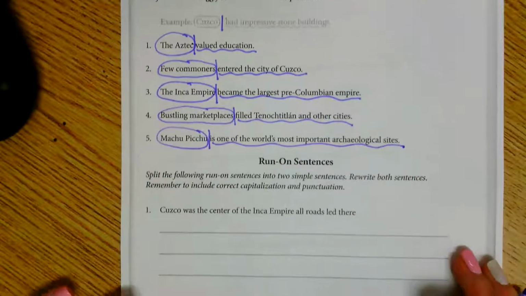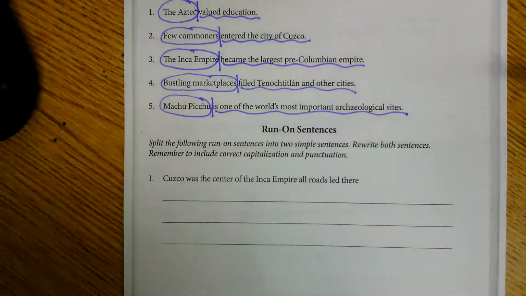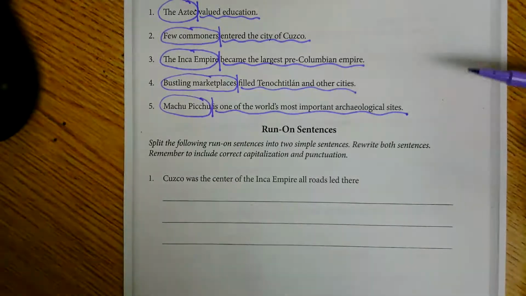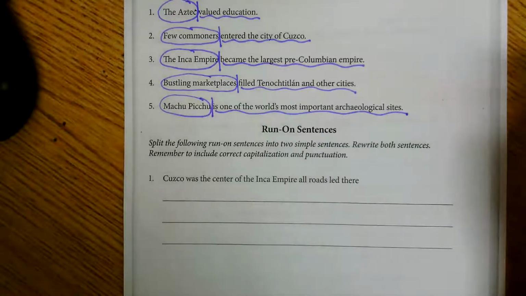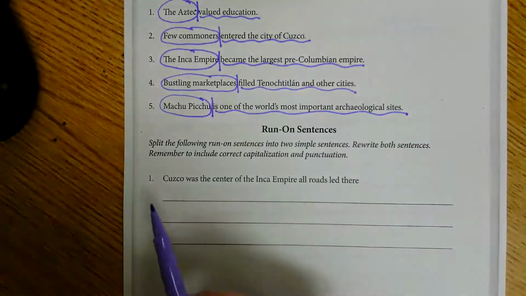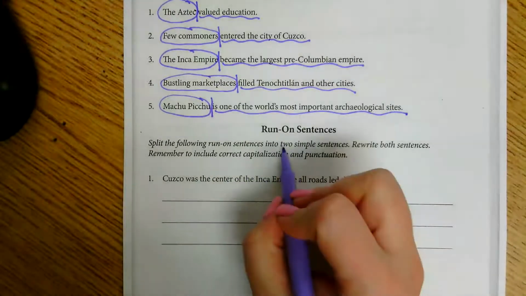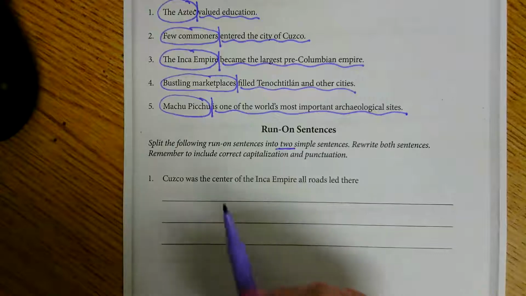All right, let's look at the next section. This is about run-on sentences. Remember, with a run-on sentence, this is going to be a sentence that is not written correctly. It has way too much information in it. It needs to be separated into simple sentences. So your directions say split the run-on sentences into 2 simple sentences. So I know that I'm going to have 2 sentences in my answer.